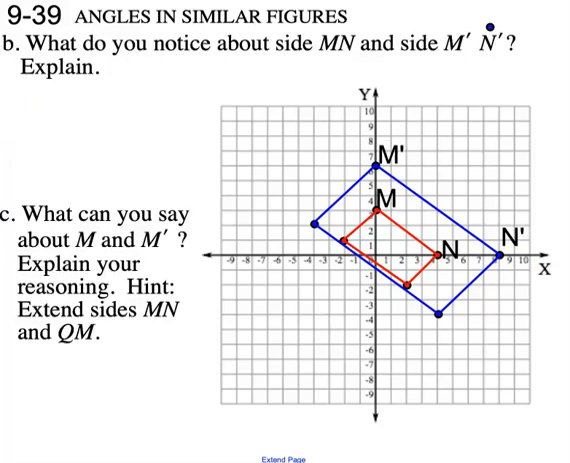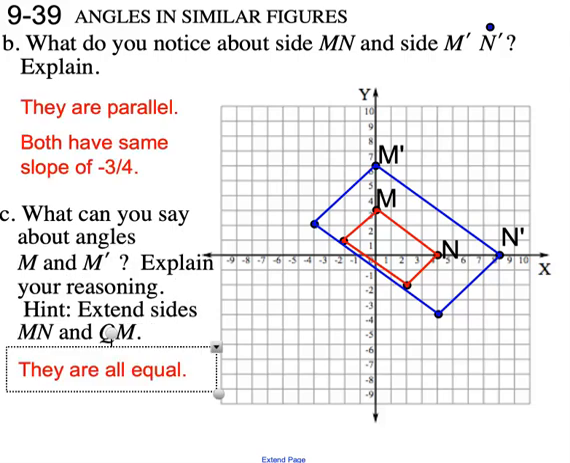Now B says, what do you notice about side MN and M1, N1? So what this tells us is this is the original, and these are the copies. So what do you notice about side MN and side M1, N1? And I'm going to go ahead and talk about this question right away because the answers are on the next page. What can you say about M and M1? Explain your reasoning. So go ahead, pause the video and answer that, and unpause the video when you're ready to see if you answered correctly.